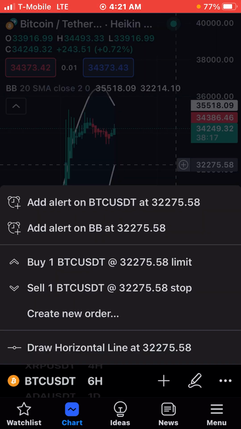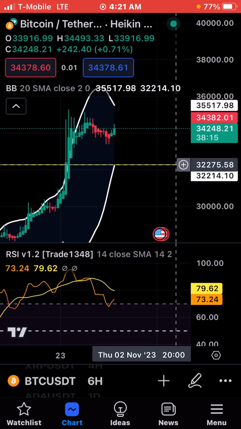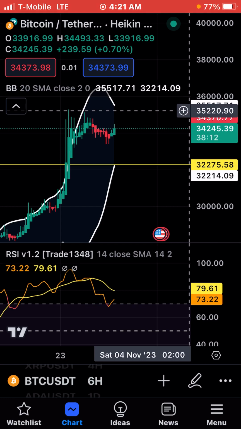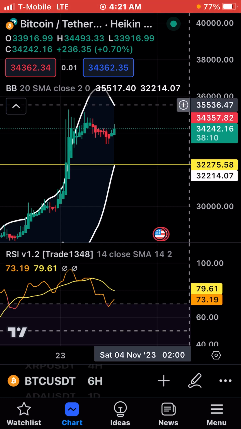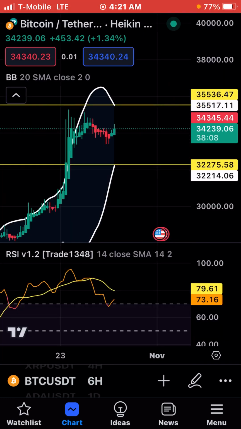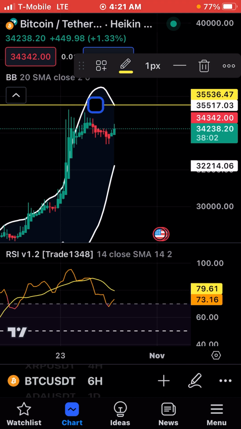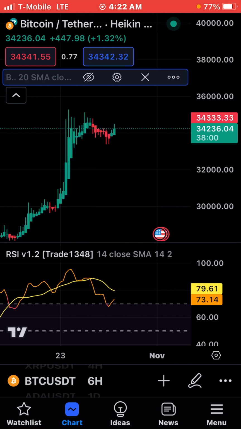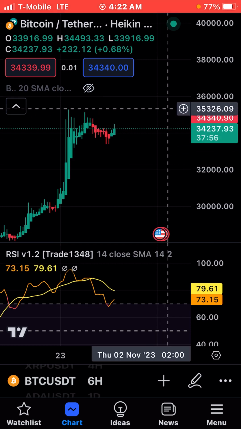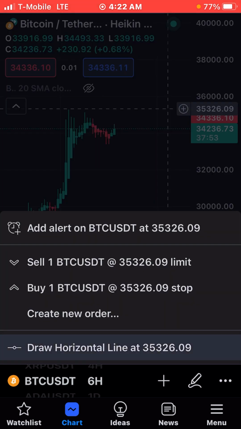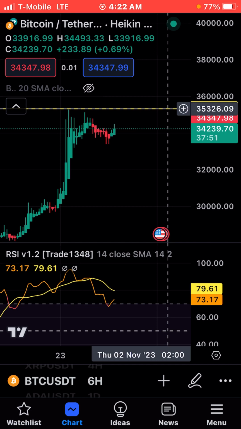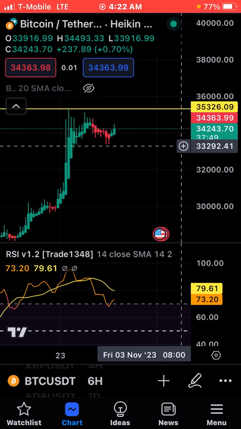So I would draw a line here and here. If you want to do it with the Bollinger Bands, you'll get about the same thing. You can do it with Bollinger Bands, or you can do it with the wicks. I personally prefer a bare naked chart, and I do it with the wicks, the highest of the wicks, and then the lowest.